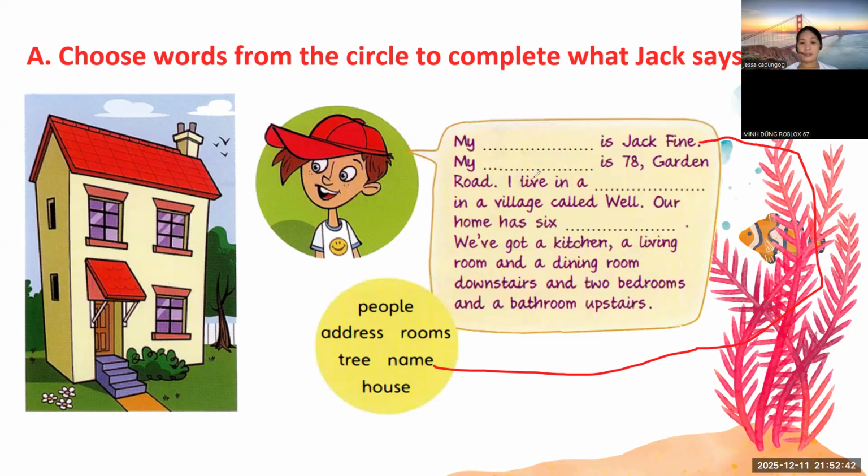My house? My house is 78 Garden Road. Are you sure? In a village called Well. Your home has six. Our home has 6 rooms. How about the second one? I live in a block in a village called Well.